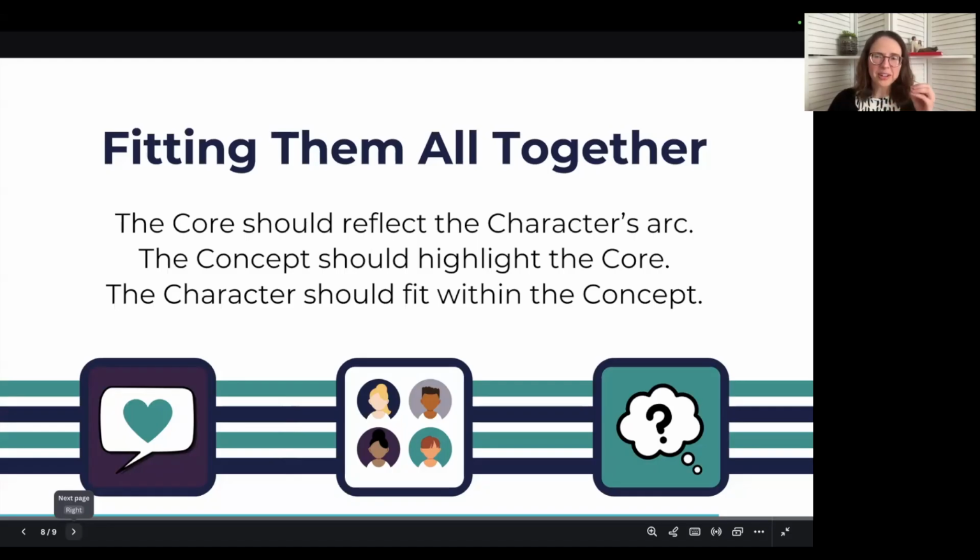So, it's a strong what if concept, but it wouldn't make any sense to have this great scenario that you would have for something high concept and then have a core that's completely out of left field. The core and the concept should also work nicely together, and the concept should be something that can highlight how the core is being expressed. And then the character has to fit within the concept. So it doesn't make sense to have this high concept and then stick a character in there that doesn't make any sense to be in there.